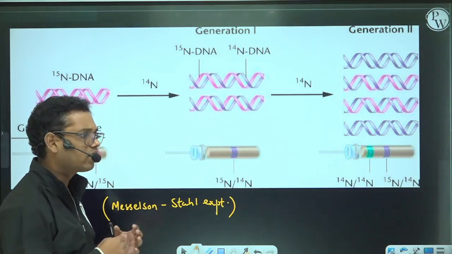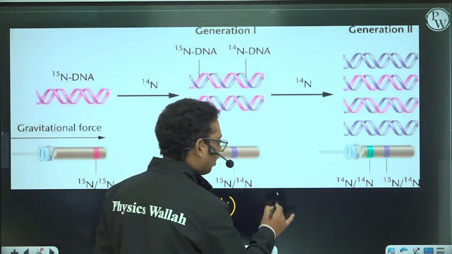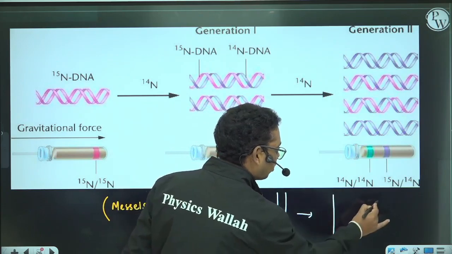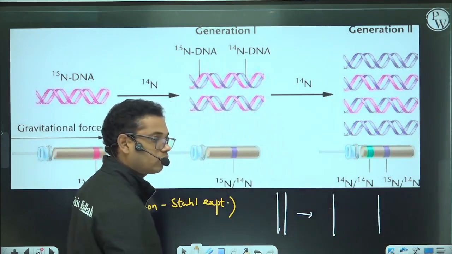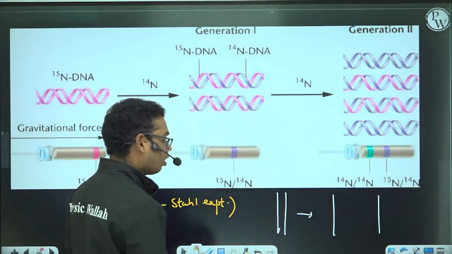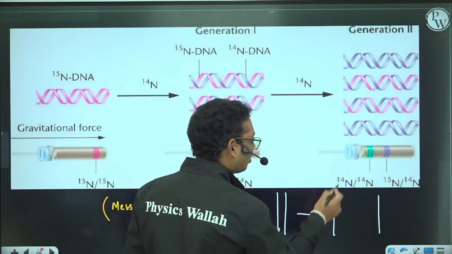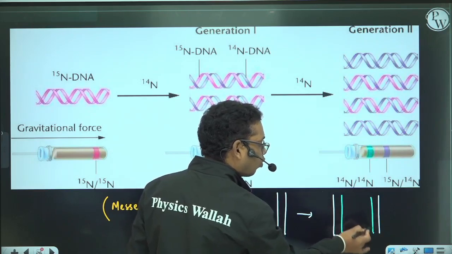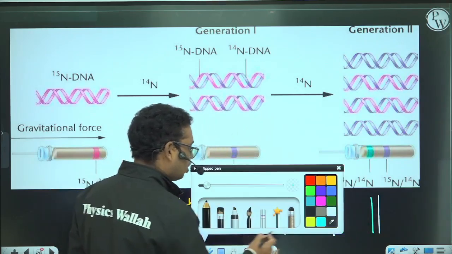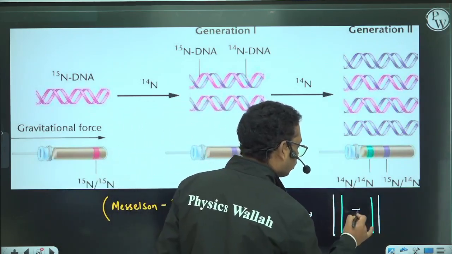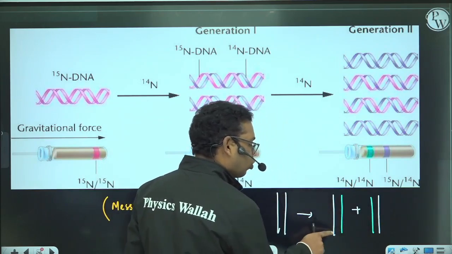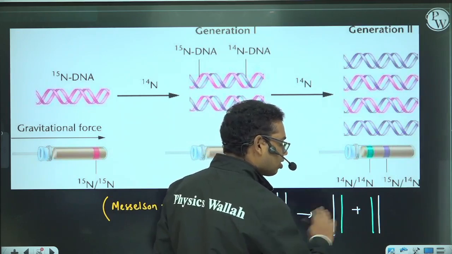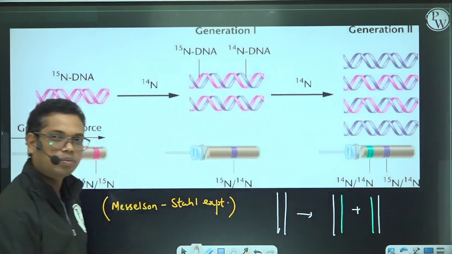Suppose this is one parental DNA. Whenever replication takes place, these two strands will separate from each other and act as templates. Looking at this template, a new strand will be formed, and looking at this template, a new strand will be formed. So these are the daughter DNA molecules. In each daughter DNA molecule, one strand is from the parent and one strand is newly synthesized. So this is semi-conservative DNA replication.